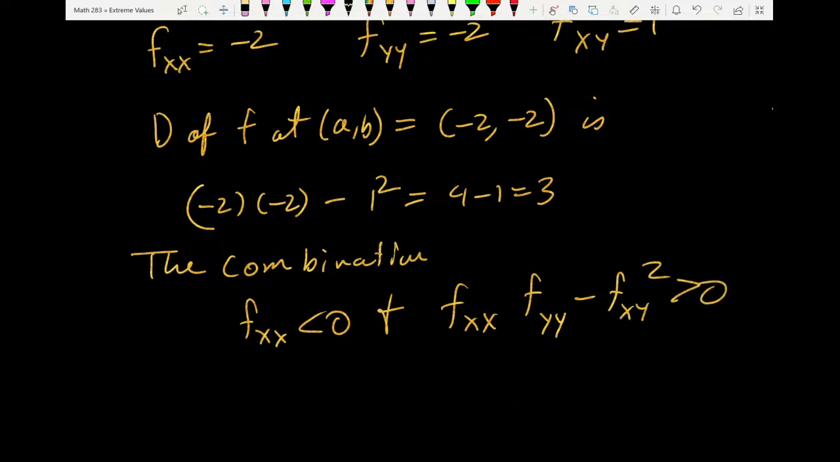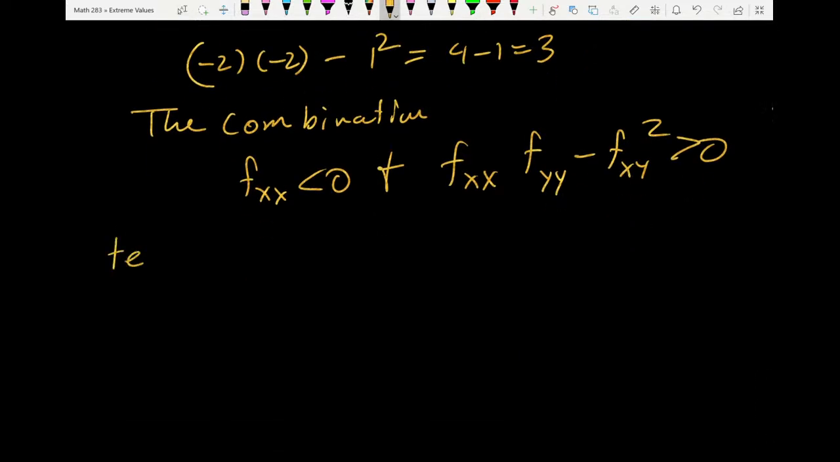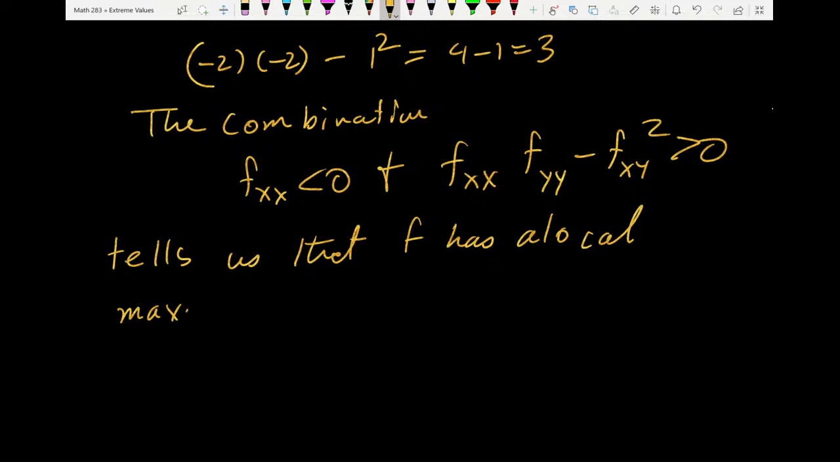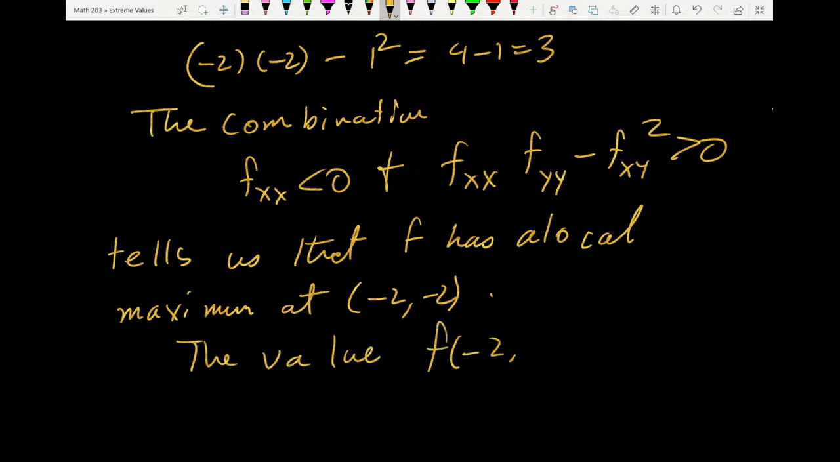What does it tell us? It tells us that f has a local maximum at negative 2, negative 2, and the value is, that would be what? 8. Okay, let's do a hard problem. That was kind of easy, right?